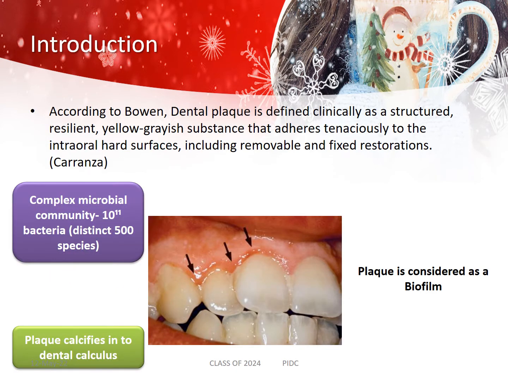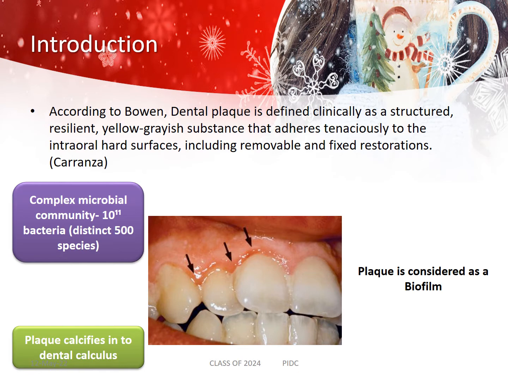To start with, the definition of plaque according to Bowen, and this is given in your textbook. Dental plaque is defined clinically as a structured, resilient, yellowish-gray substance that adheres tenaciously to the intraoral hard surfaces, including the removable and fixed restorations.